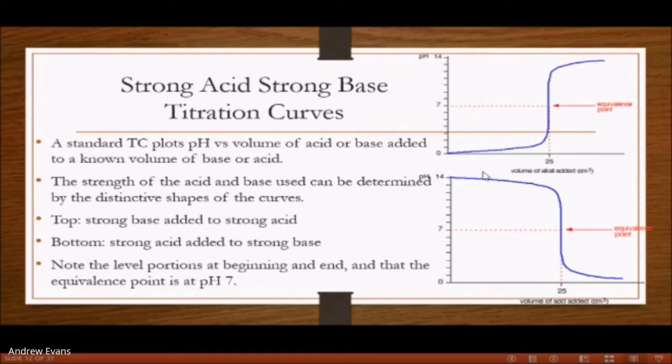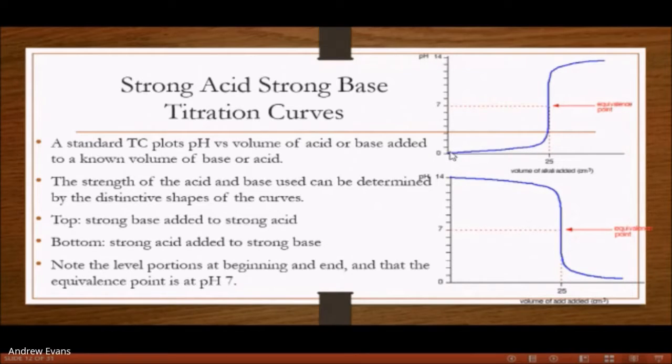So you can usually see it by eye, but if you want to be really accurate, you can do a mathematical approach to this. But one of the key things here is that the pH starts either really low or really high. It doesn't change very much until it hits the equivalence point, and the equivalence point happens at pH 7. These are typical strong acid, strong base.